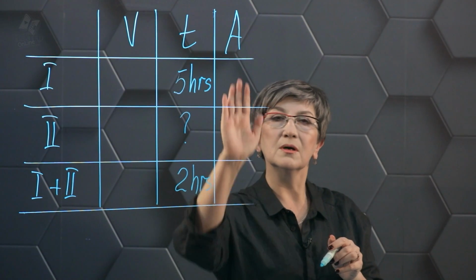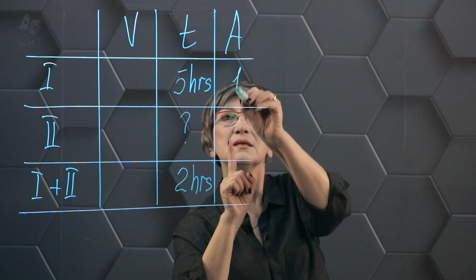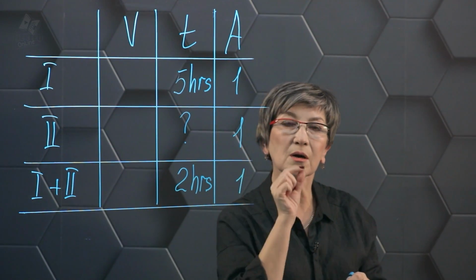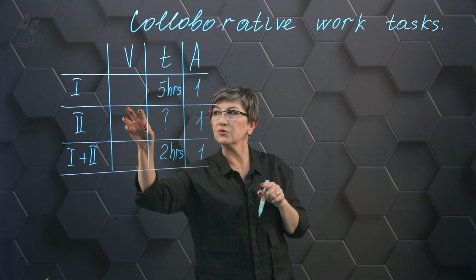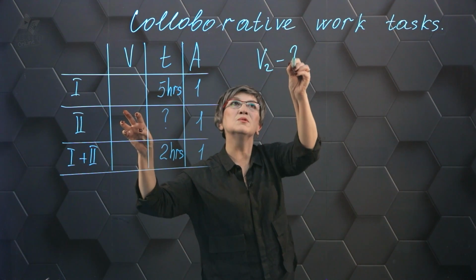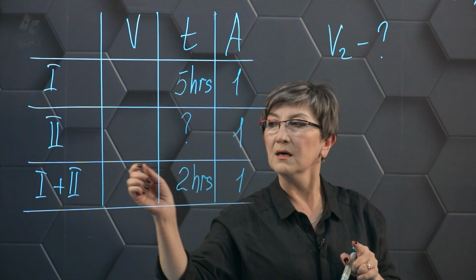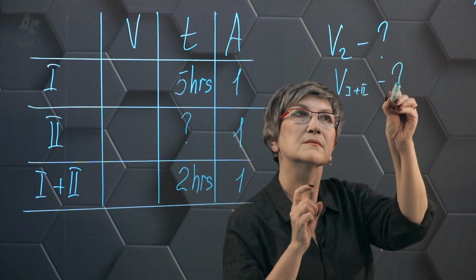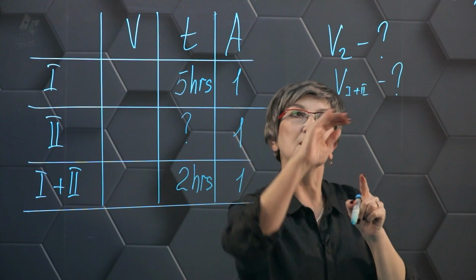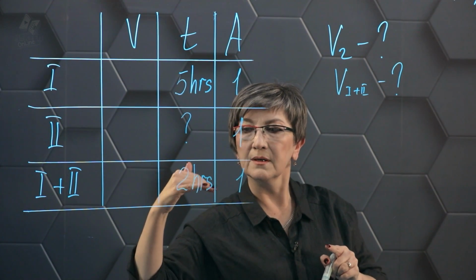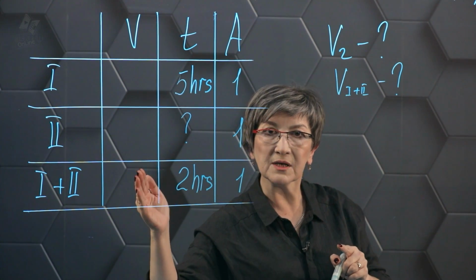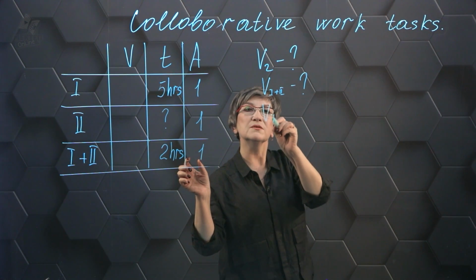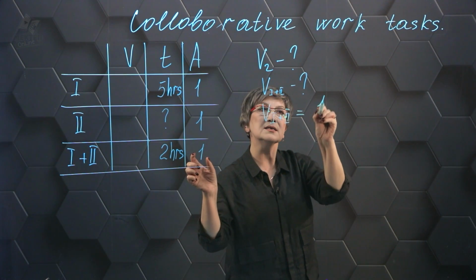Let's fill in this table. Work: 1 unit for the first worker, for the second worker, and for the 2 workers who work together. In order to calculate the productivity of the second worker, we need to calculate the productivity of the 2 workers who work together, the first and the second. We can do this: if we divide the work by the number of hours, we get productivity. The productivity of the first and second worker is 1 divided by 2.